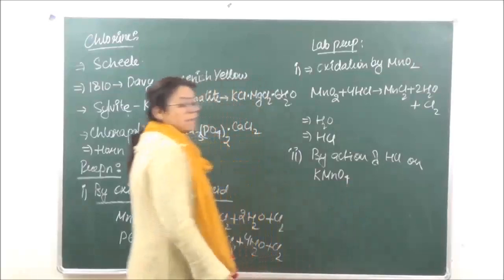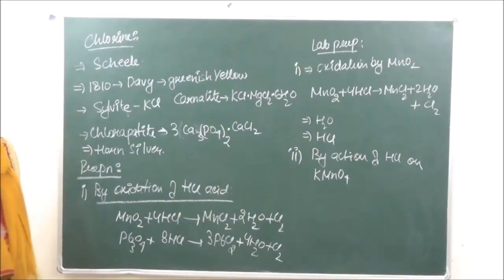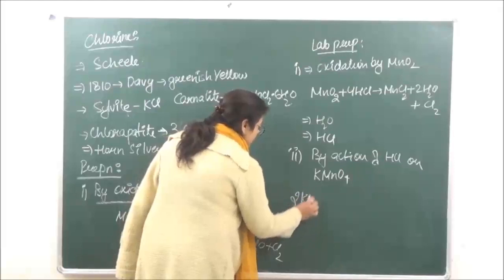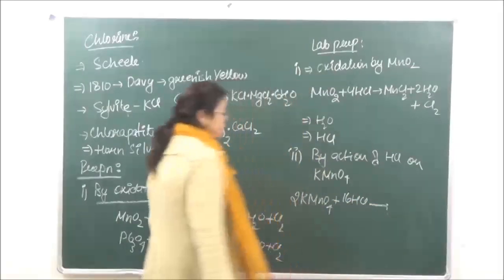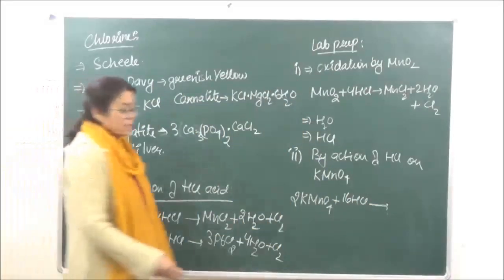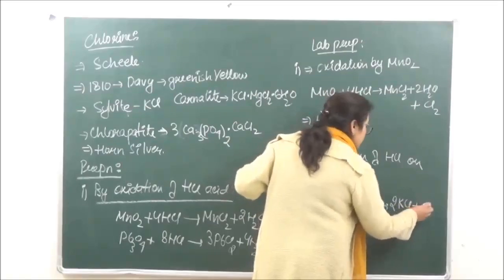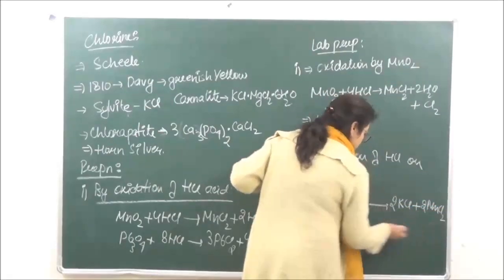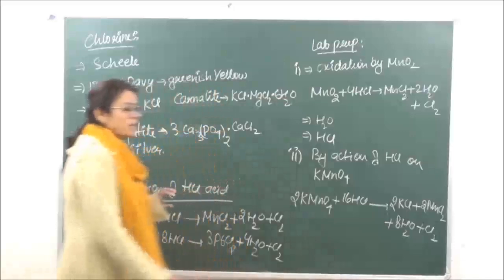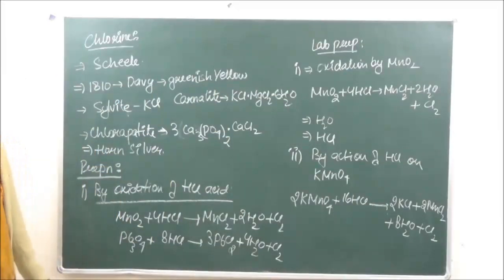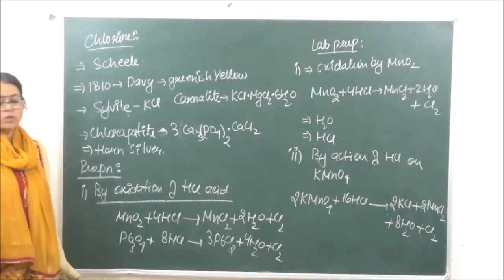KMnO4 is potassium permanganate, which is known for its oxidizing properties and intense violet color. So when we react it with HCl, this is going to give us chlorine. Okay? So this is how chlorine is going to be liberated. Now, let's go on to the uses of chlorine.